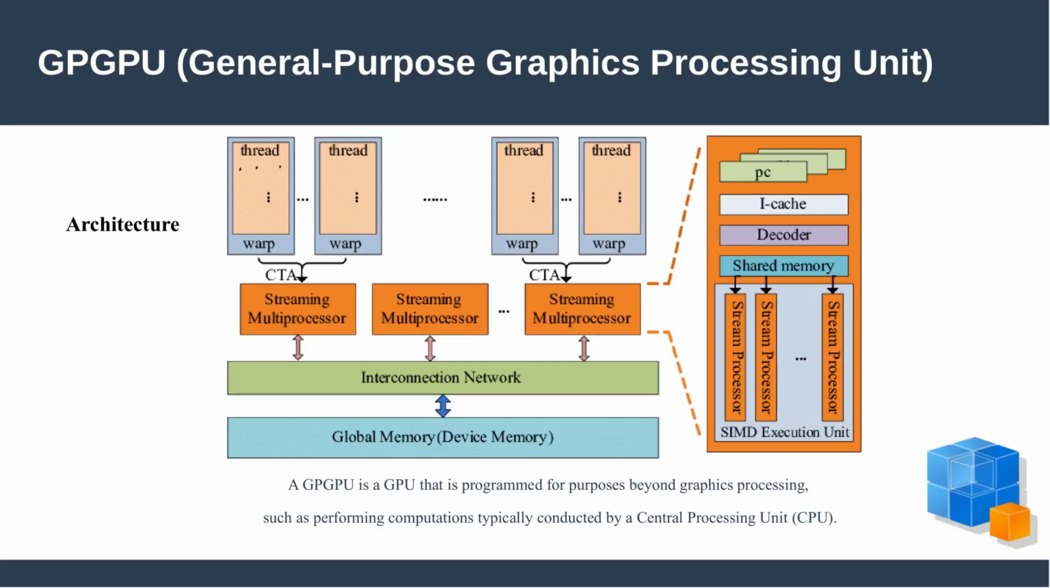General-purpose graphics processing units extend the capabilities of traditional graphics processing units by enabling them to perform non-graphics computations. This involves leveraging their parallel architecture to handle tasks typically managed by central processing units. By utilizing a large number of cores, general-purpose graphics processing units efficiently process data-intensive operations, making them ideal for scientific computing, machine learning, and other computationally demanding applications.